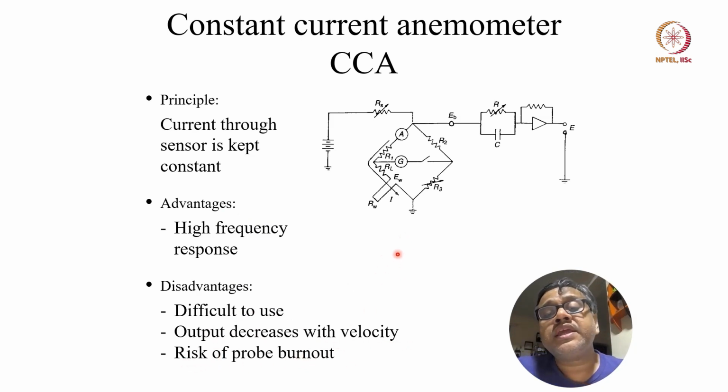Okay, so in the case of a constant current anemometer, the current is kept constant, but it can actually lead to burnout of the probes. Remember, the temperature is the one that you are measuring in this particular case, because the temperature changes.